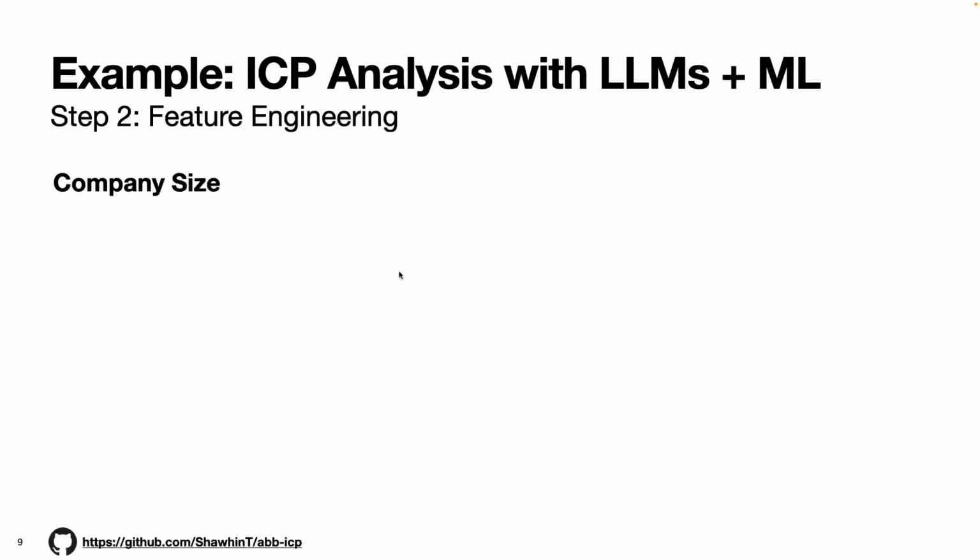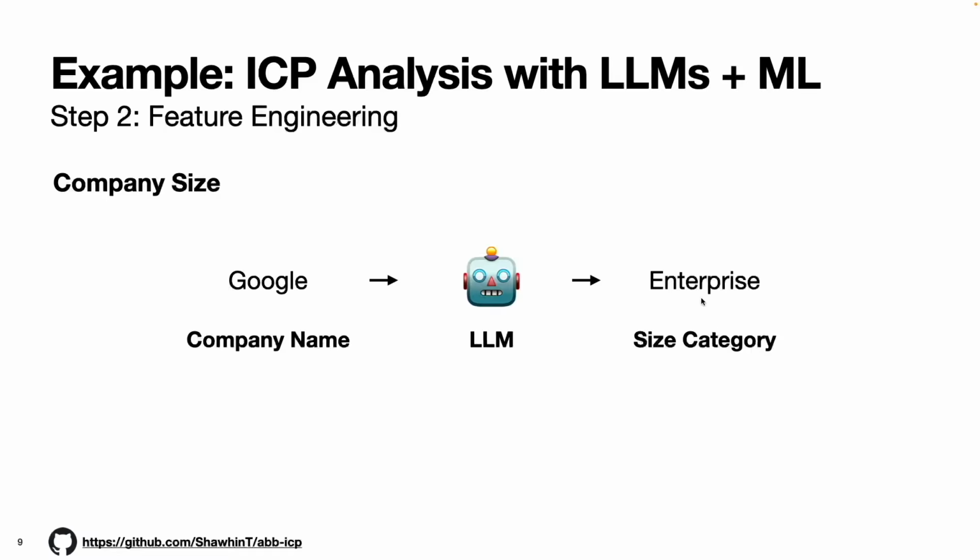While there are many ways we could do this, here I went with a large language model. So the input was just the company name, give it to an LLM, and then have the LLM categorize the size.